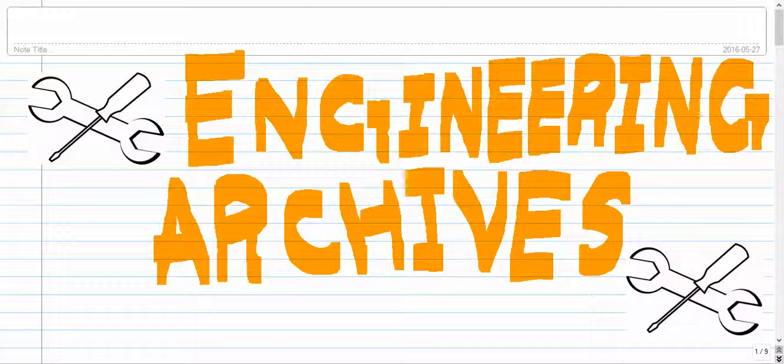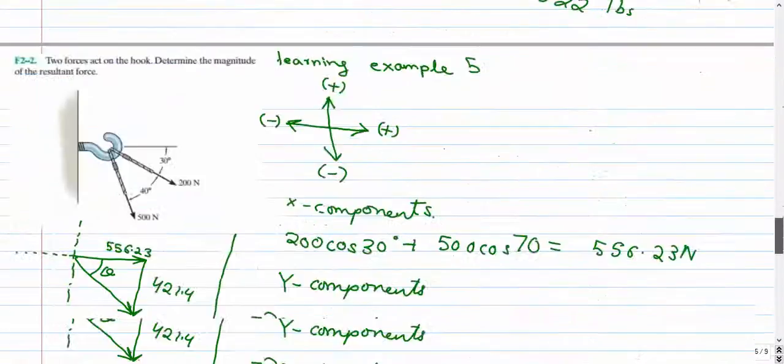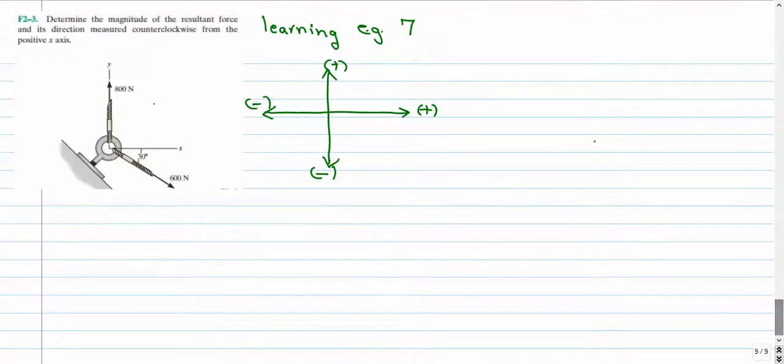Now we're going to look at learning example number 7. This example is another very easy statics problem. It deals with resolving forces into their components. So let's just get started. All they want us to do is find the magnitude of the resultant force and find its direction from the positive x-axis in the counterclockwise direction.